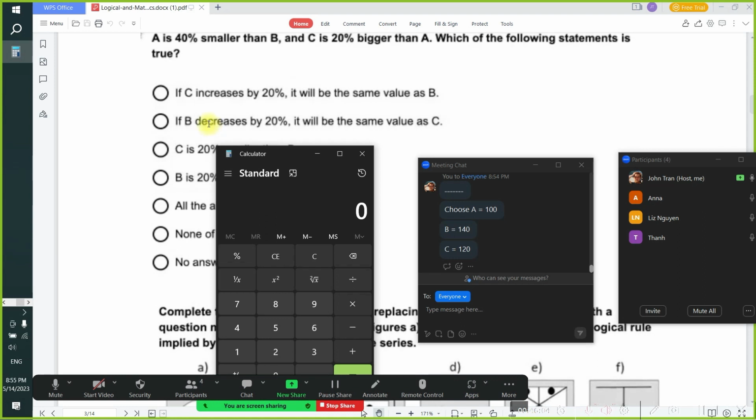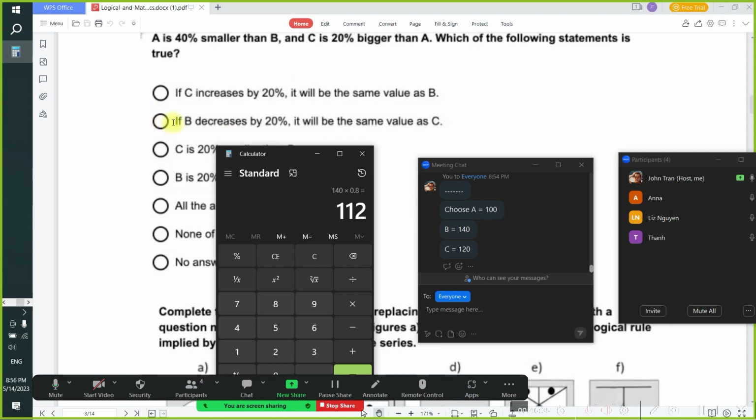If B decreases by 20%, so 140 decreases by 20%, which means times 0.8, isn't it? 80%. So 112. Not the same value as C, right? It's not the same value.